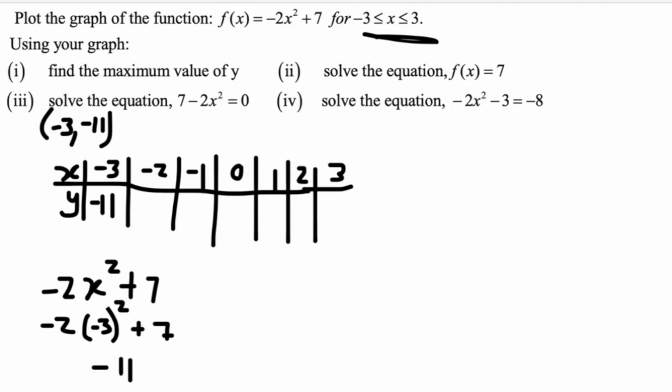For -2, you're going to do the same thing. So instead of having -3, we have -2. When you square -2, that's +4. And 4 times -2 is -8, plus 7. That's going to give you -1. Then we substitute x equals -1. So replace -1 here. -1 squared is +1, times -2. So that's going to be -2. So -2 plus 7 gives me 5.